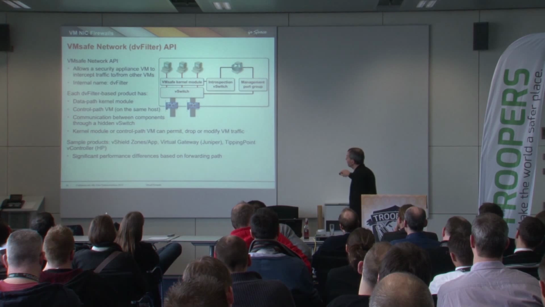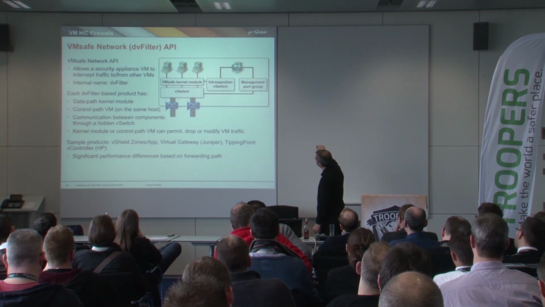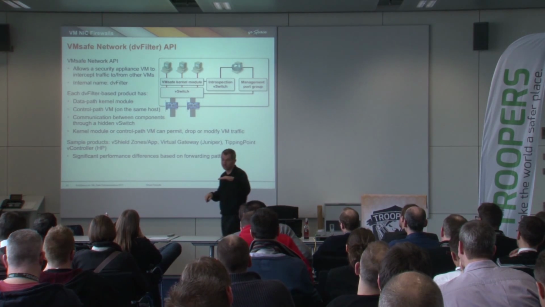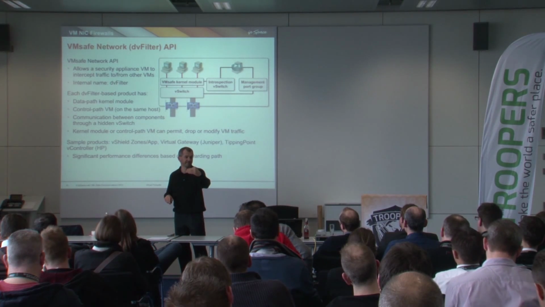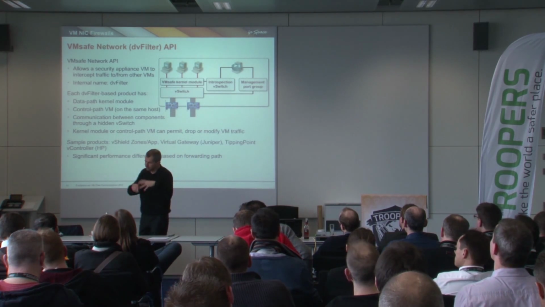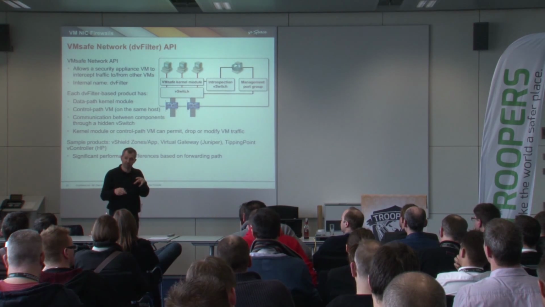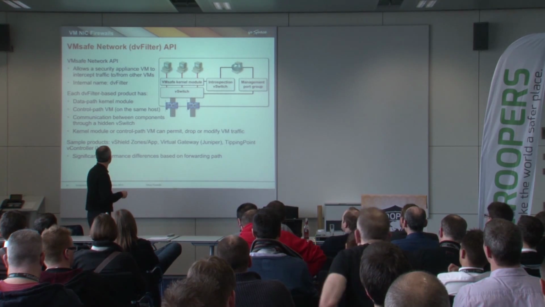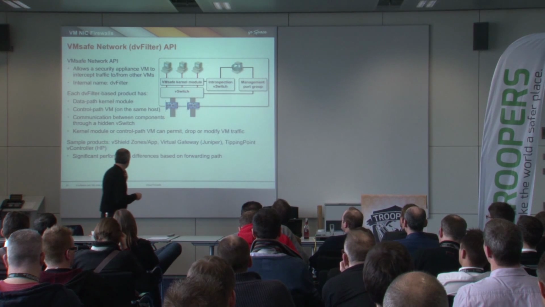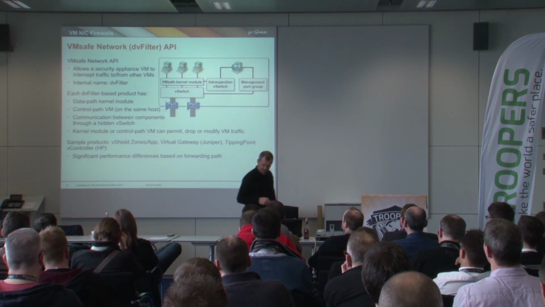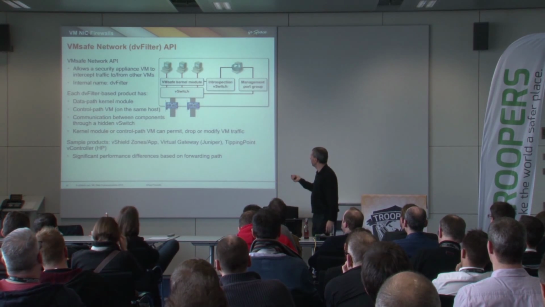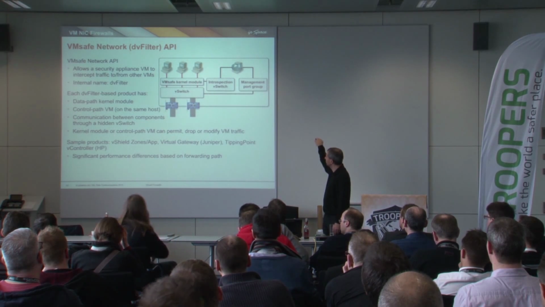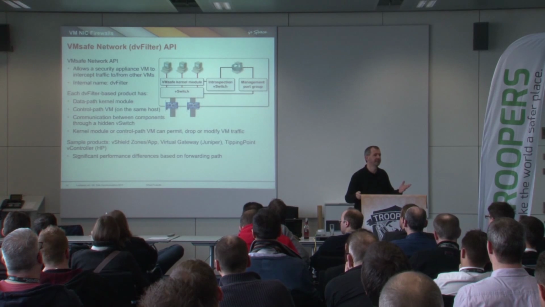Okay? And remember that this kernel module is actually sitting not in the switch, but between the switch and the VM. So the virtual switch is still doing whatever it's doing. You can't control that. You can only control what gets in and out of a particular VM. Okay. So as I said, vShield app is one of them, virtual gateway from Juniper, and well, TippingPoint I'll mention later on. Based on whether they do filtering here or here, there is like a 10-time difference in performance.